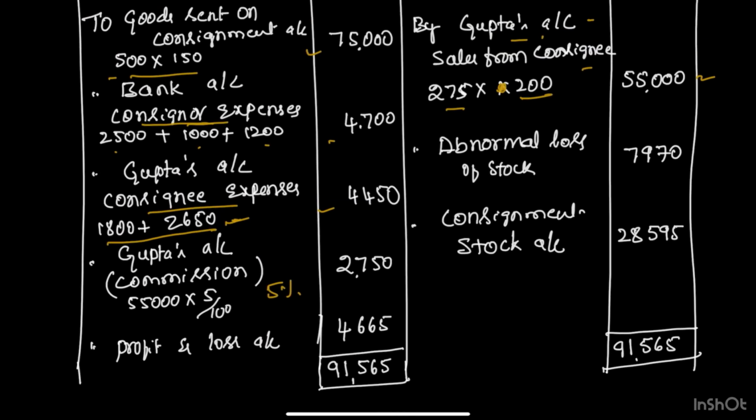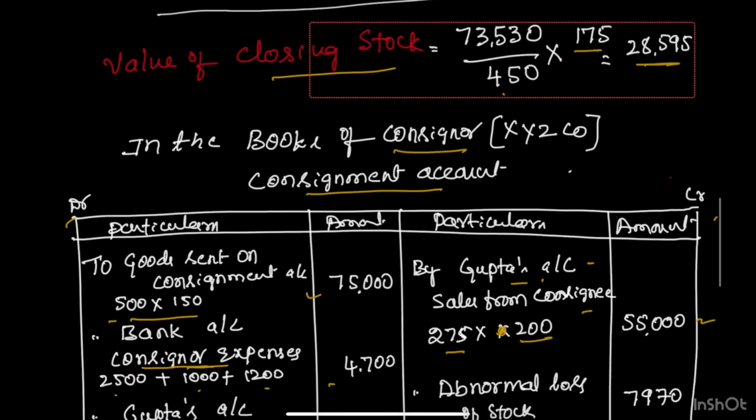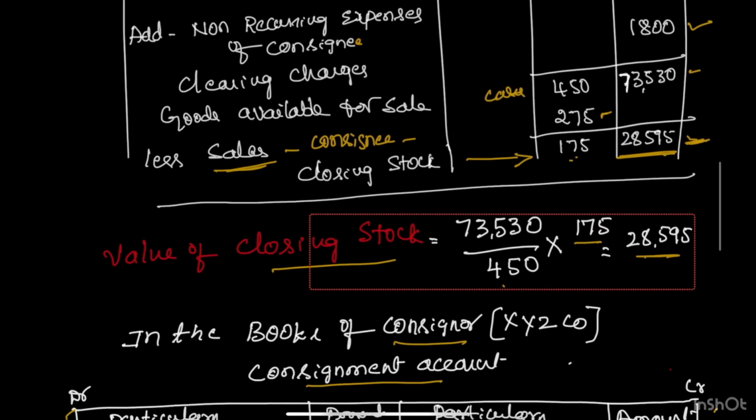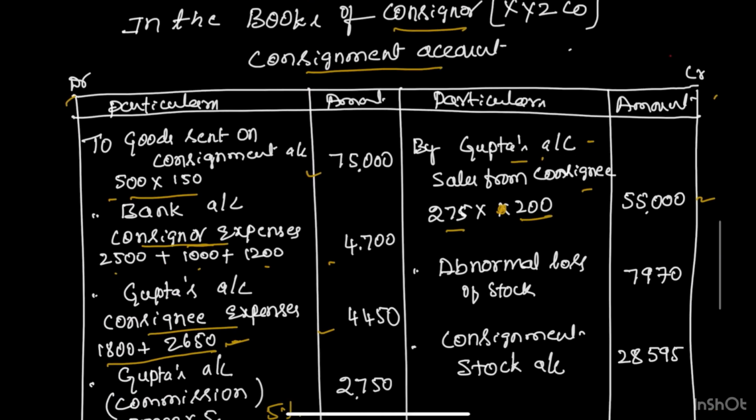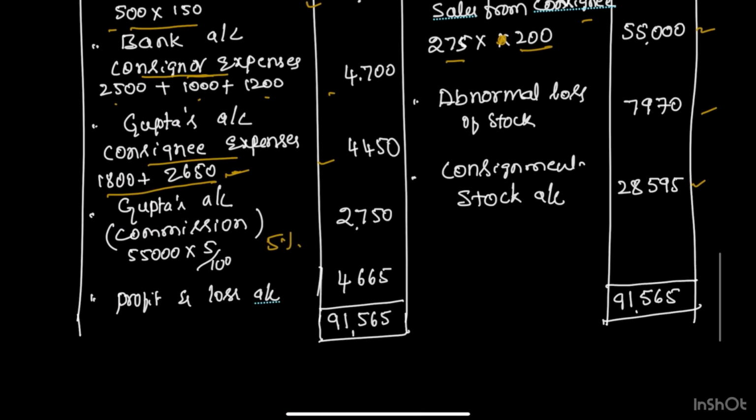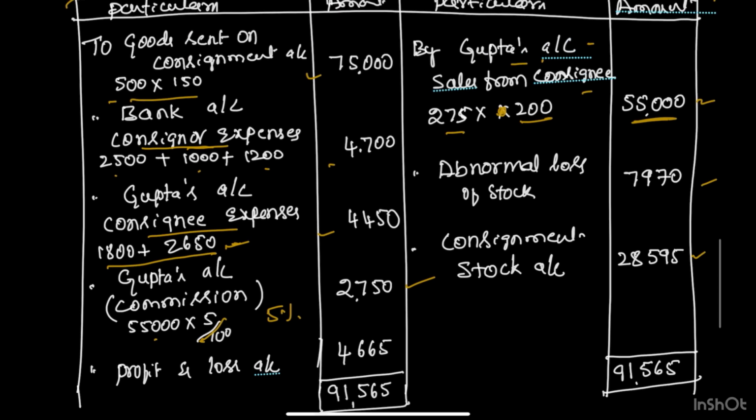Okay, 7,970. Okay. And the consignment stock, which we have calculated here, the stock at the end of the consignment, 28,575. That is also recorded here. Okay. And this 5% commission is calculated on the total sales of 55,000. 55,000 into 5 divided by 100, so you'll get 2,750.